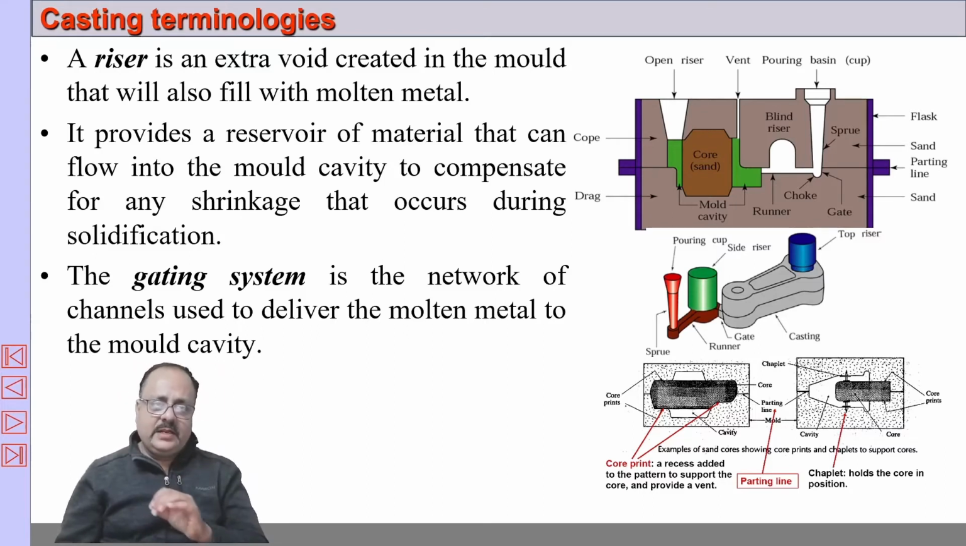called sprue, the horizontal channel called the runner. There is a choke where from the sprue it reaches the choke, and from the choke to the runner, and from the runner ultimately to the mold via the gates. The cross section of the gate can be controlled by design, and you can control the flow of molten metal in the mold cavity.